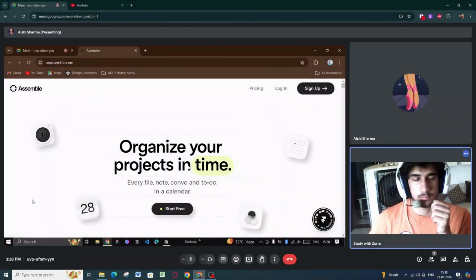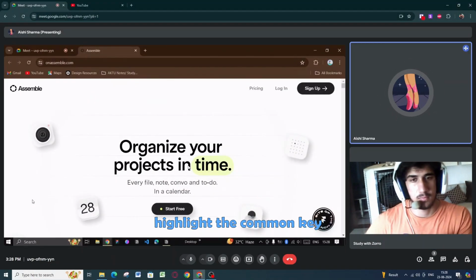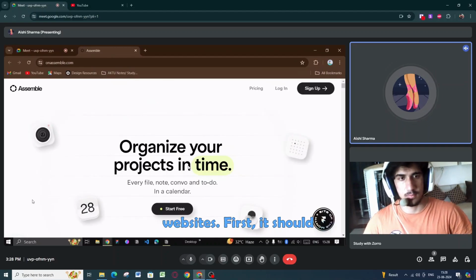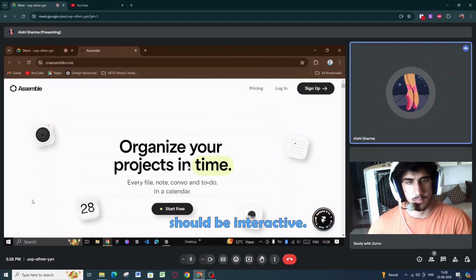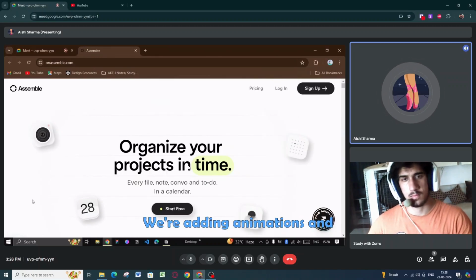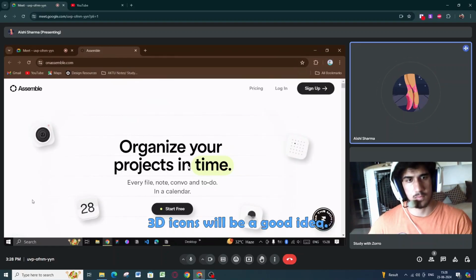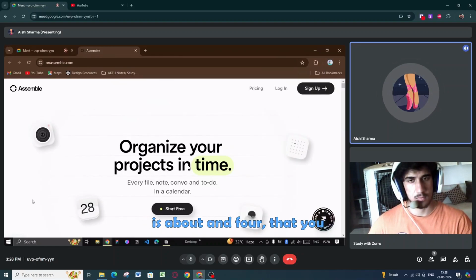And finally, I want to highlight the common key points in all the winning websites. First, it should look clean. It should not have too much text. Second, it should be interactive, where adding animations and 3D icons will be a good idea. Third, your copy should be straightforward, conveying what your product is about. And fourth, you should use clear CTAs on your homepage so that your user will know how to use or buy your product.